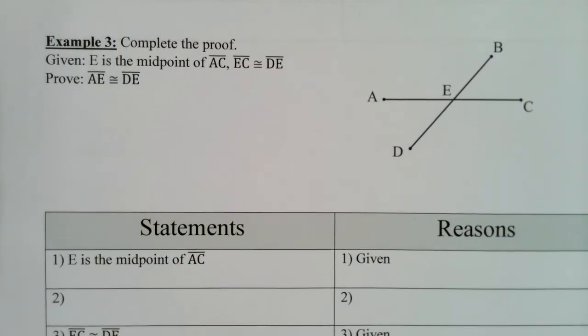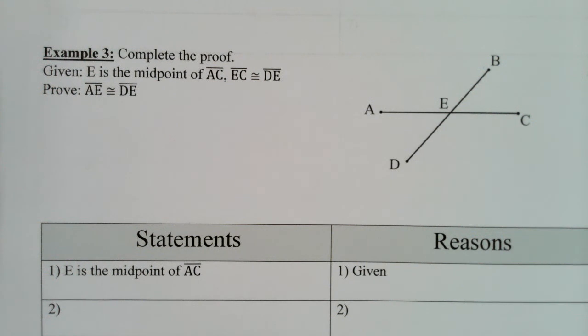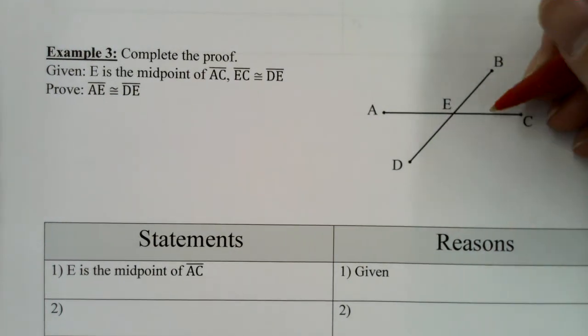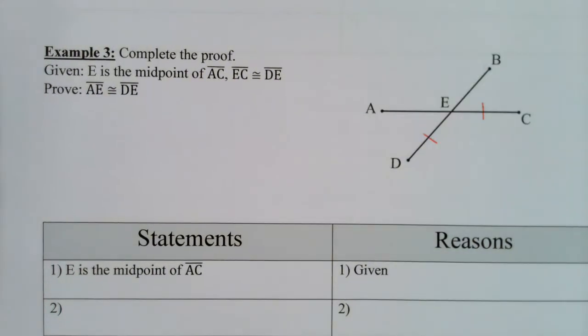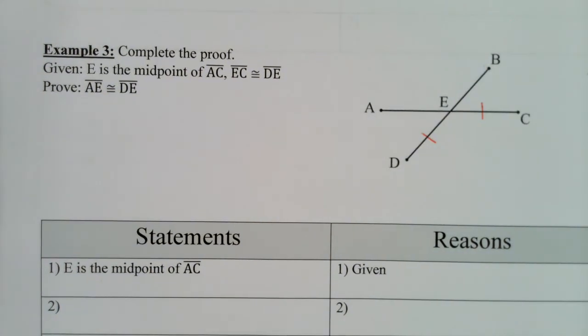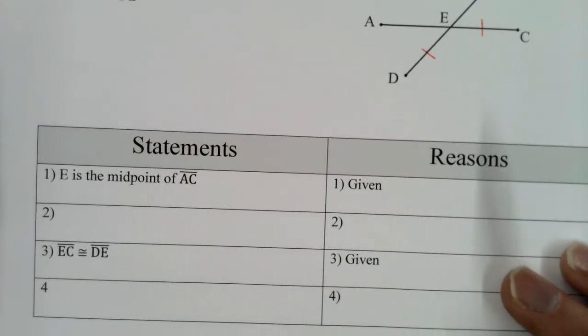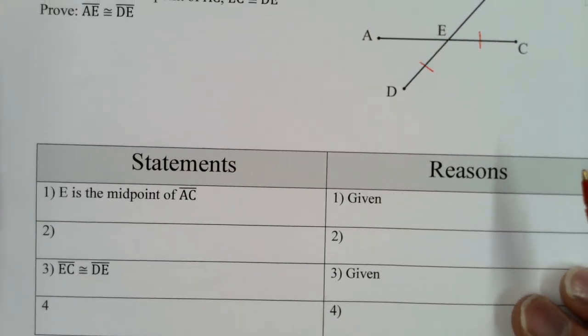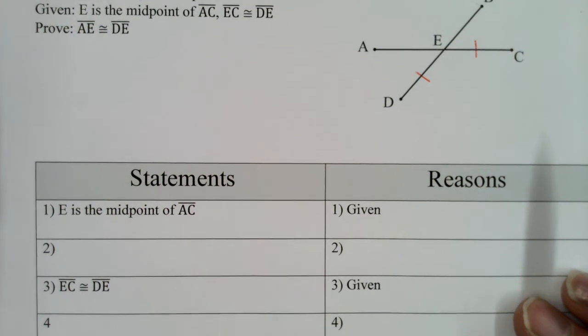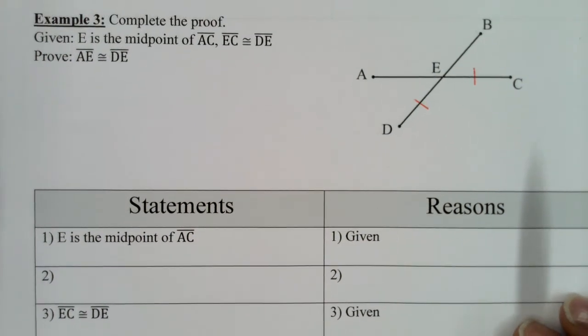On to example 3. Complete this proof. E is the midpoint of AC, and EC is congruent to DE. I'm going to label that. EC is congruent to DE. Okay. So again, this one split up the givens. Okay, that's fine. It will make the proof flow better if we do that.